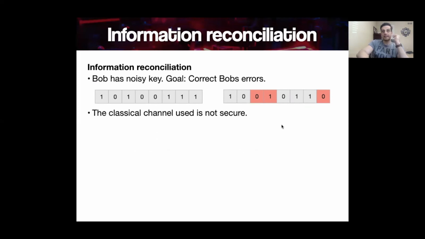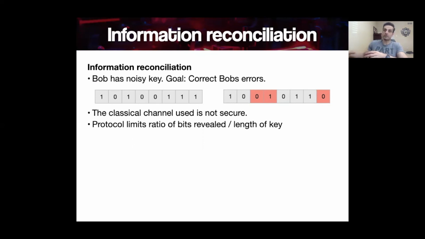The classical channel they're using to communicate now, we're assuming this classical channel isn't secure. A better protocol will be able to reduce the number of errors without giving away too much information over this classical channel. So you want to limit the ratio of the number of bits revealed to the length of your key. If you had a billion digits in your key, and you give away a few hundred, not a big deal. If you had 500 and you give away a few hundred, your key is useless.